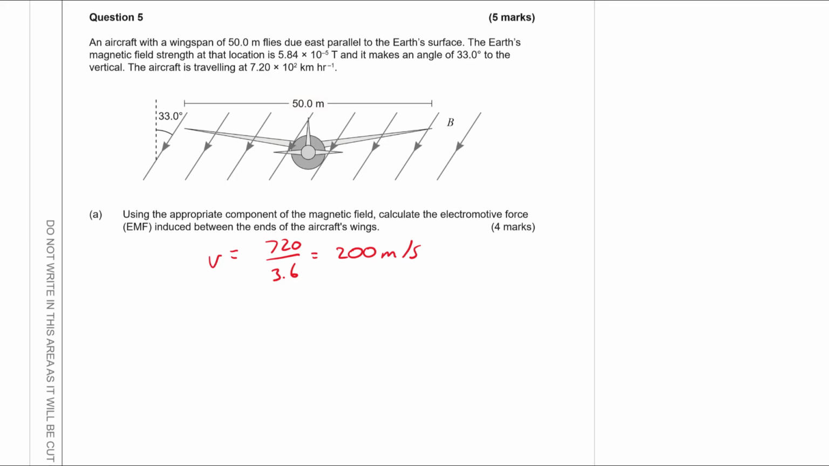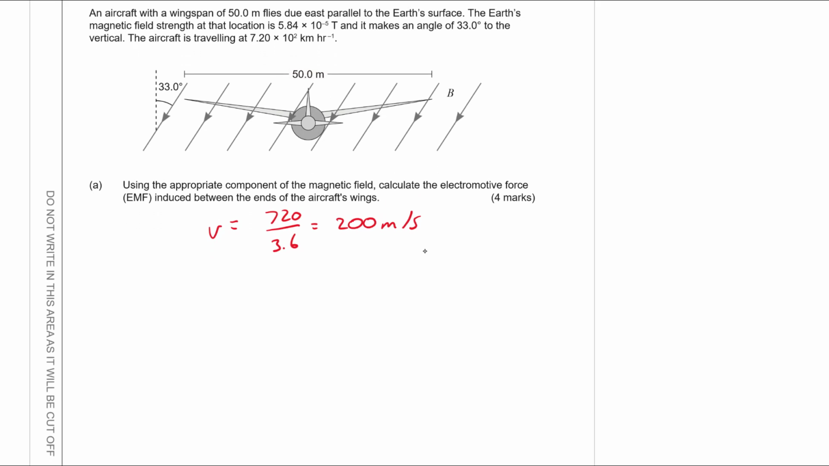That's the easy one. The next one is now to work out the perpendicular component of this magnetic flux density to the wing. To show you what that looks like on a diagram, if I draw the magnetic flux density cutting in like this, and I draw, say, the length of the wing, which is going to be acting horizontal, then what I'm actually searching for is this vertical component, because this vertical component is perpendicular to the length. Now I've been given this angle here as 33 degrees, which means that the perpendicular component of the magnetic flux density is B cos 33.